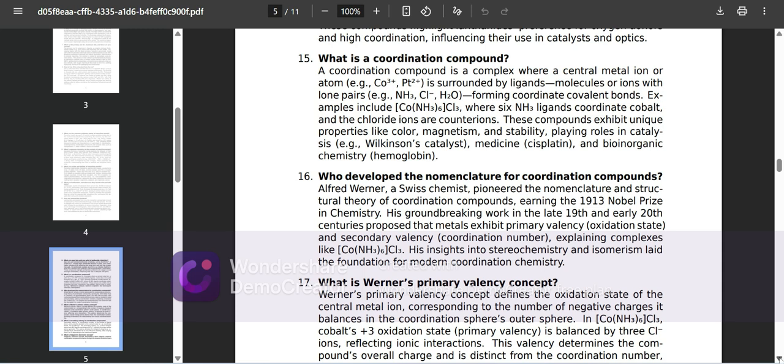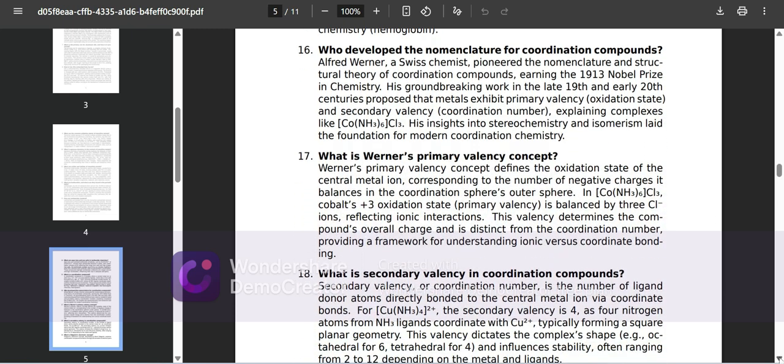These compounds exhibit unique properties like color, magnetism and stability, and play a role in catalysis, such as Wilkinson's catalyst, medicine, such as cisplatin, and inorganic chemistry, such as hemoglobin.